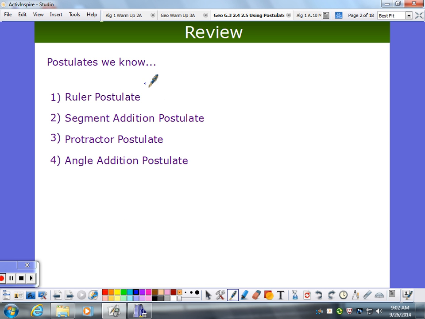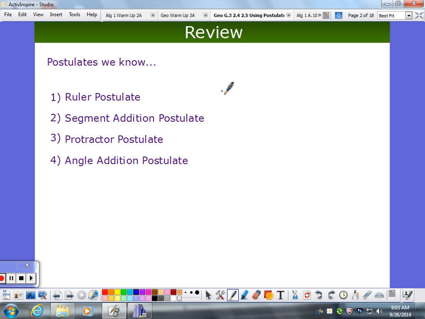Ruler postulate. Remember that one? What was the ruler postulate? You guys remember what that thing was? You guys remember, Ali? He's way ahead. That's like Pythagorean theorem. This one was way basic. This was the one that basically says you can use a ruler to measure stuff.